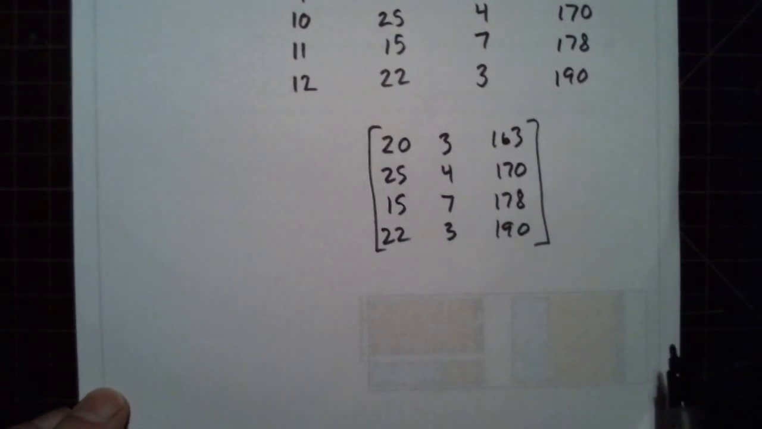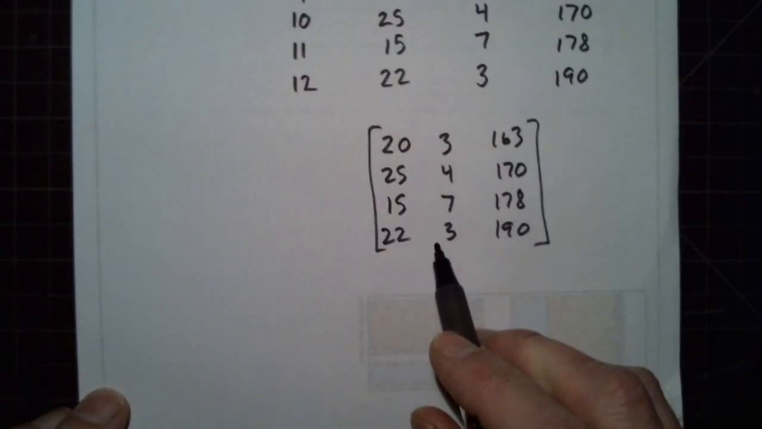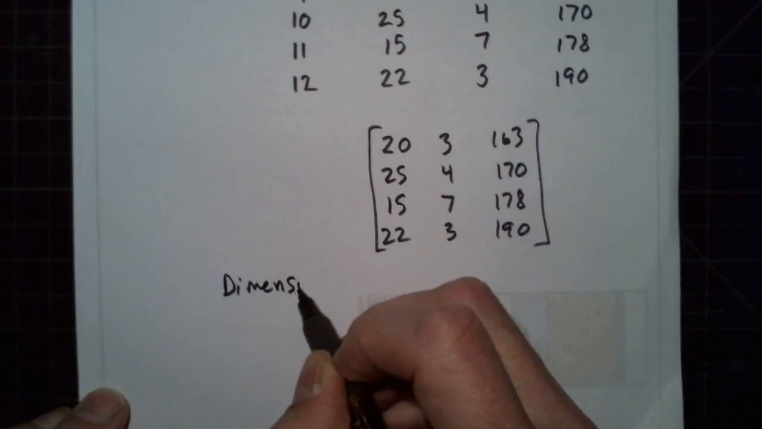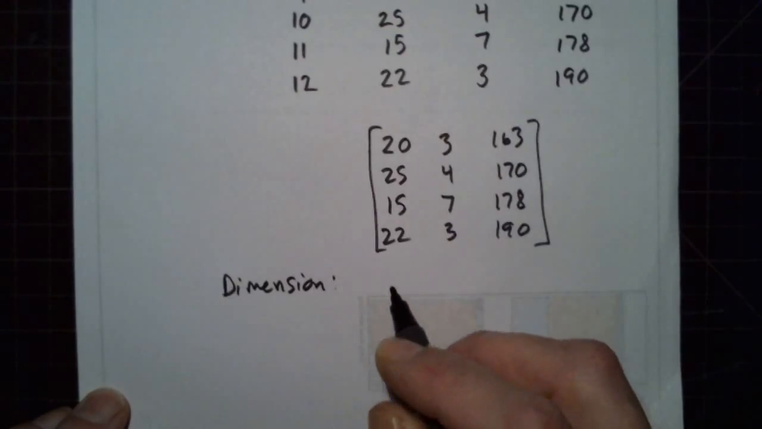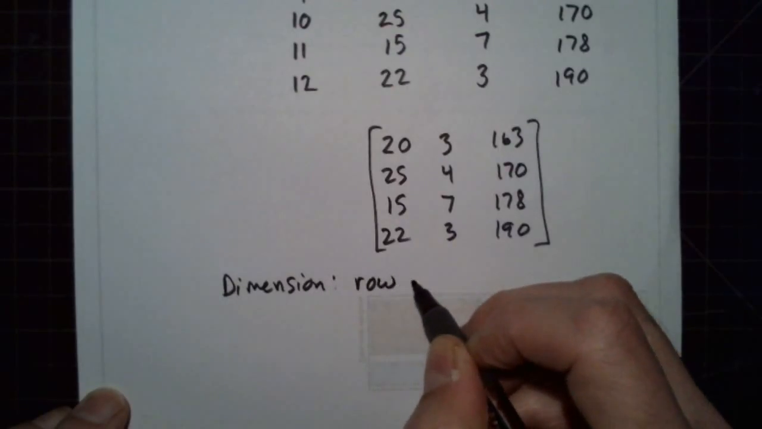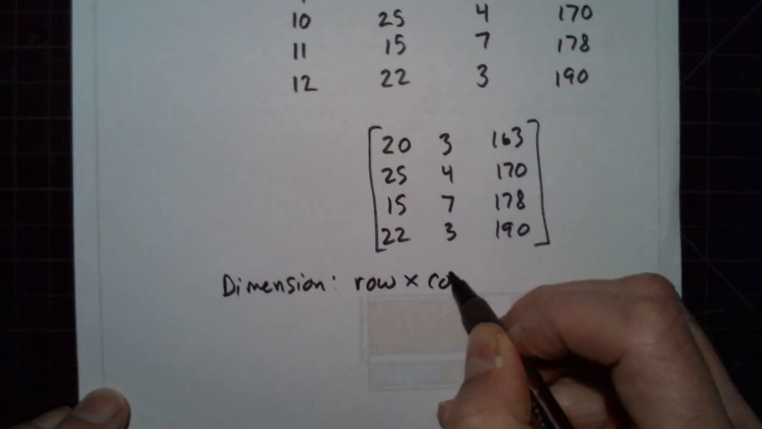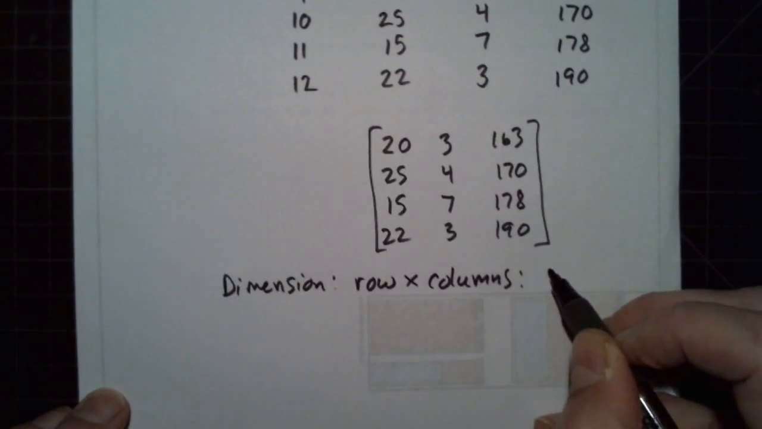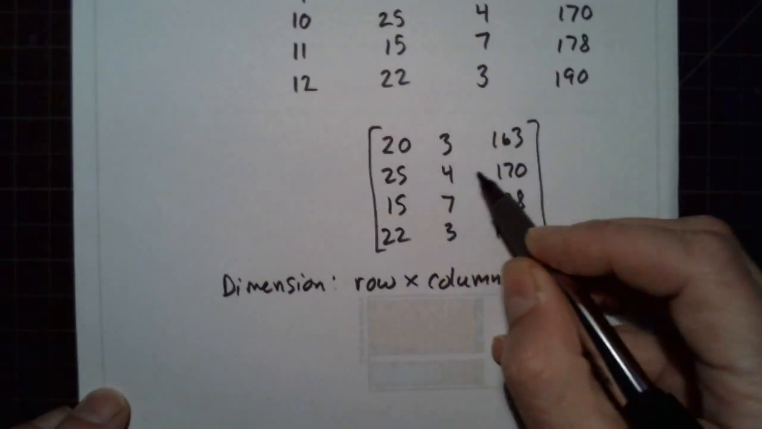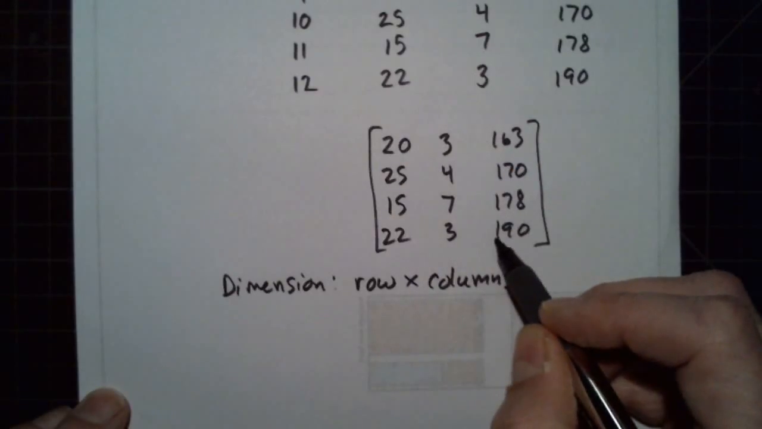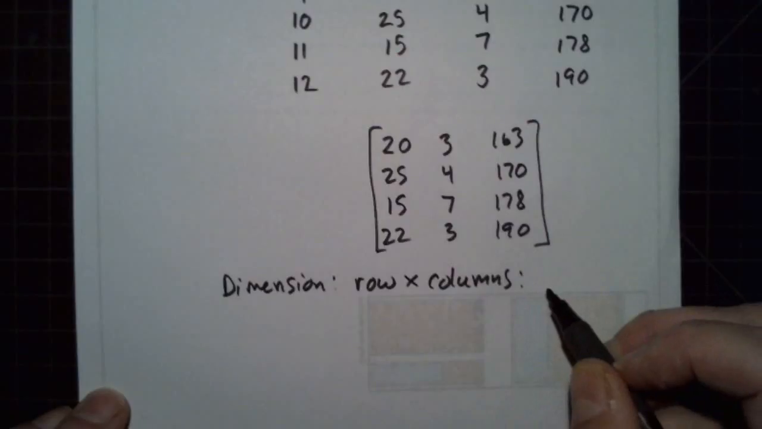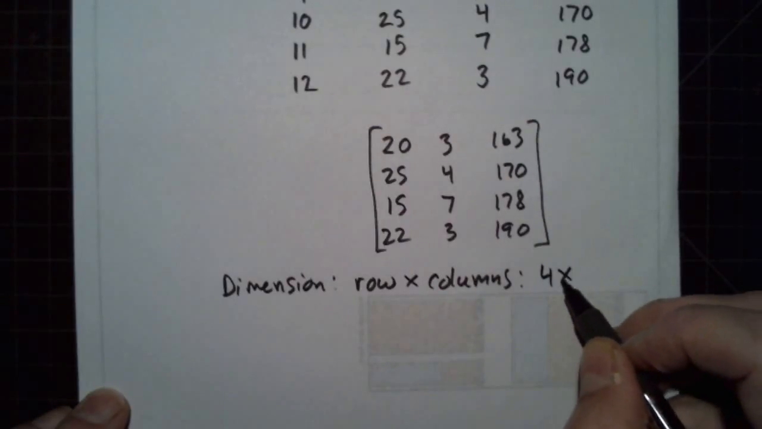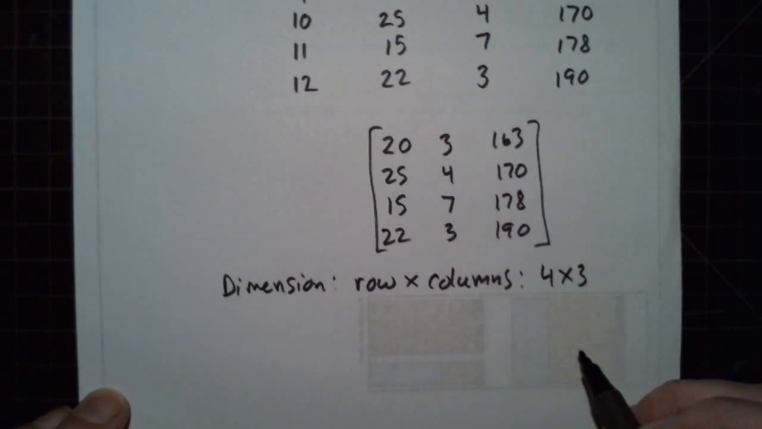And we have this matrix. We could talk about its dimension. Its dimension is the number of rows times the number of columns, and so the horizontal numbers are rows, and the verticals are columns. So this is going to be a 4x3 matrix.